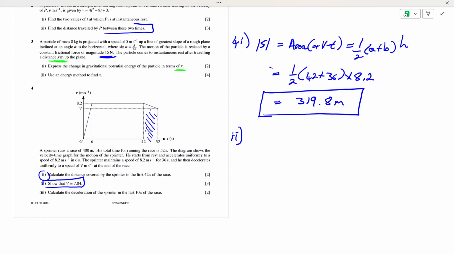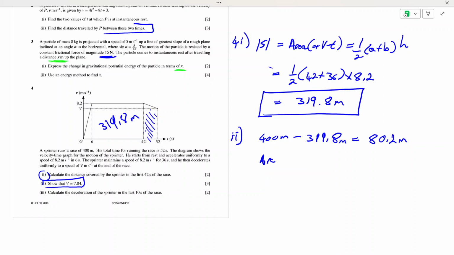Okay, so the distance left, since we know that after 42 seconds the sprinter has run 319.8 meters, but the total distance is 400. So I'm going to say 400 meters minus 319.8, and I'll get 80.2 meters left, right?